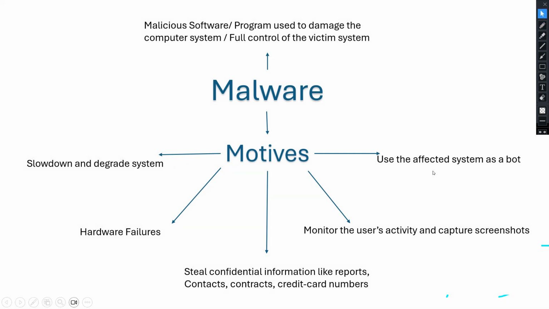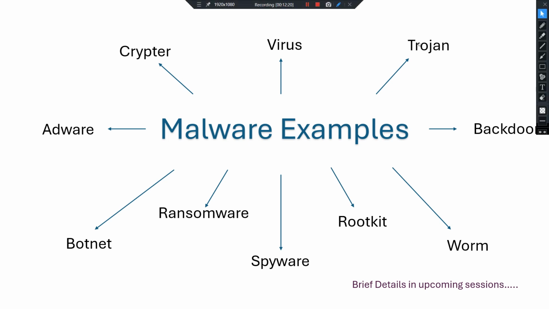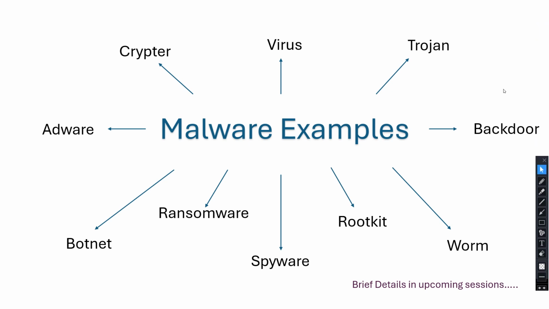Now let's go to the next slide. It's malware examples. In the malware examples, there are different malware examples. These all are the malwares. A worm is a malware, Trojan is a malware. So these are not types, these are examples. These are malwares.